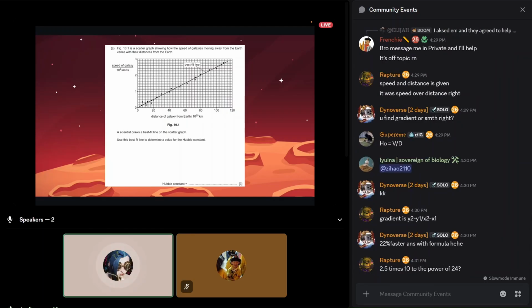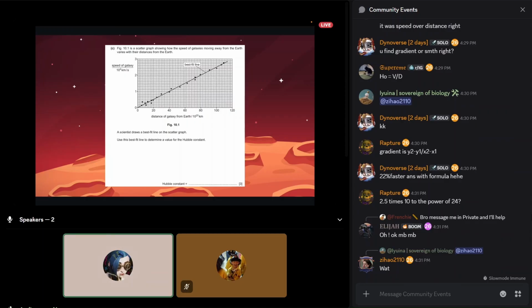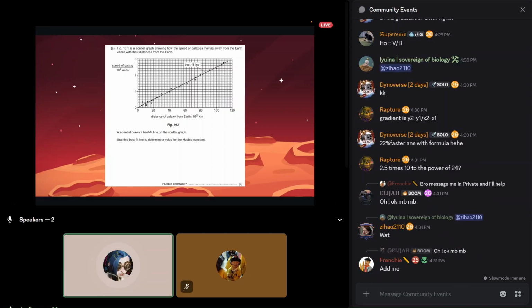Okay, so I'll discuss it now. As I said before, the Hubble's constant is actually just the gradient of the speed and distance graph for a galaxy, for Hubble's law. But you guys can use the formula too. By using the formula, it's the same as using this, because the only way you can do it is by finding points on the graph. So it's the same.